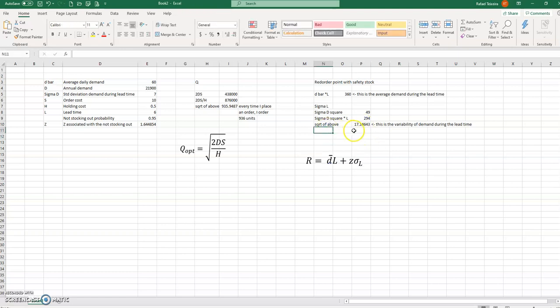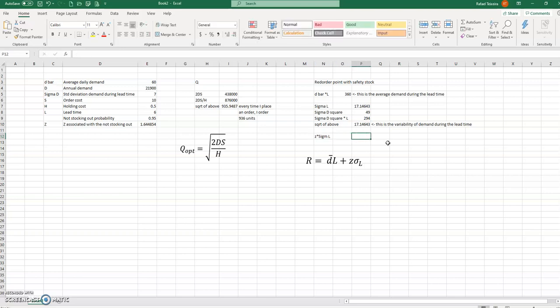Now, just to remind you, this is just this part of the formula. So the square root of above is the sigma L, okay? So this is the sigma L. Now I have to multiply sigma L by Z. So I mean, sigma L is equal to this, just to make it clear to you. Now Z multiplied by sigma L.